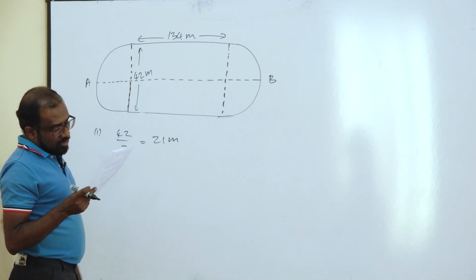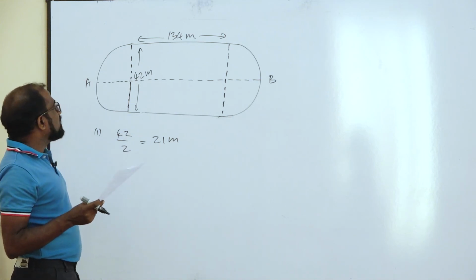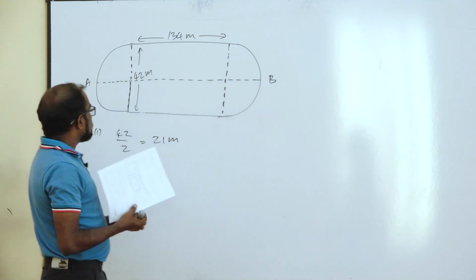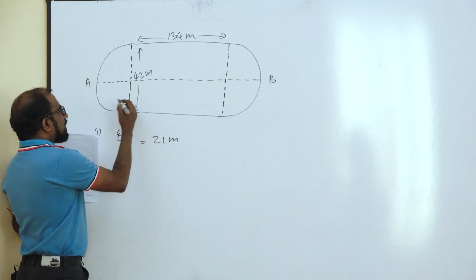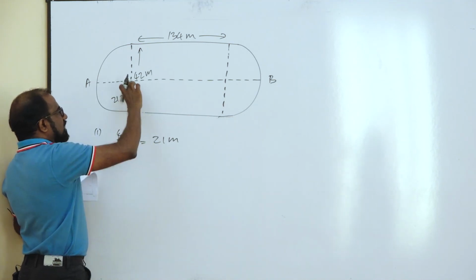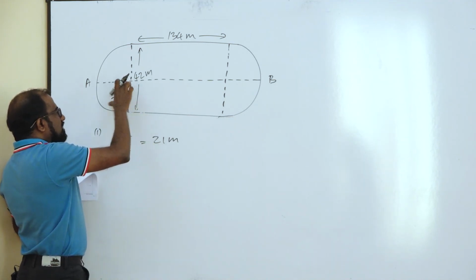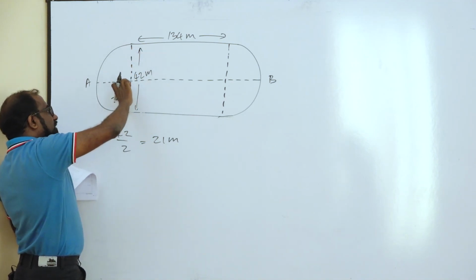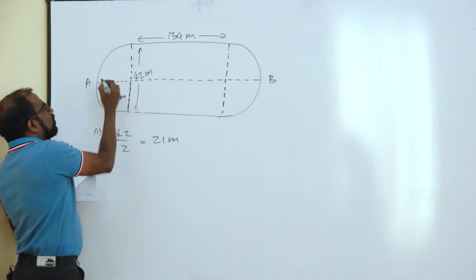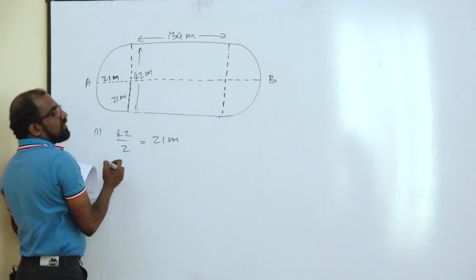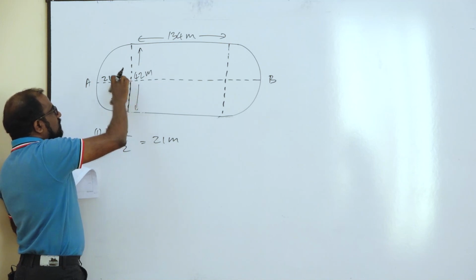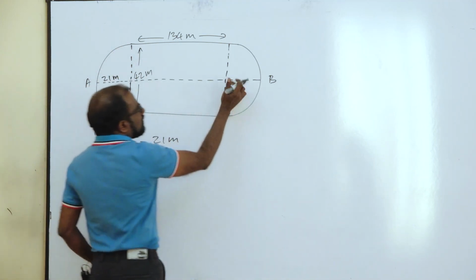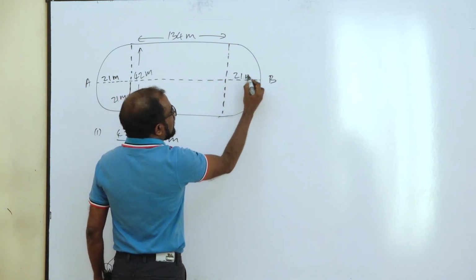Second one. What is the distance from A to B? The radius is 21 meters. This length is 21. From the center, the radius, this length is also 21 meters. Right? Why? Same circle, same radius. Then this part is also 21. This length is also 21 meters.